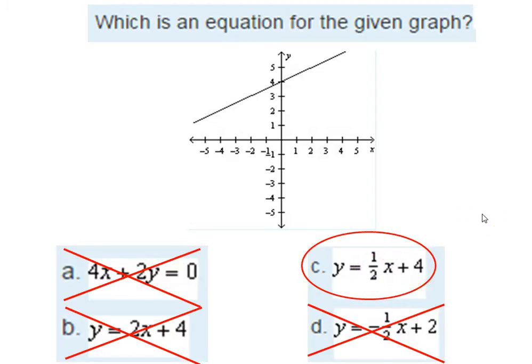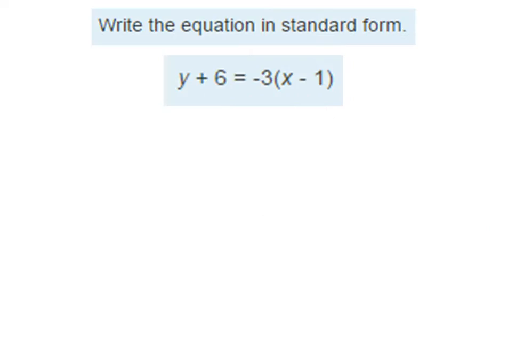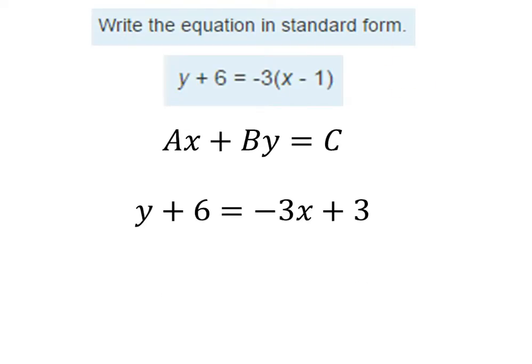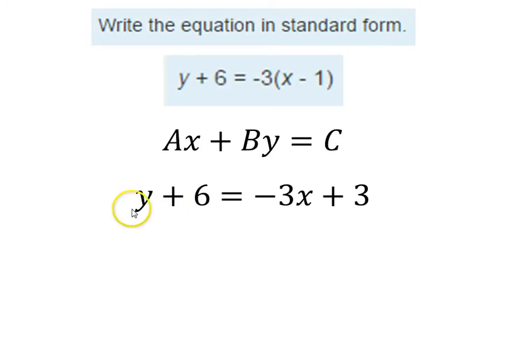Another example here real quick is write an equation in standard form. We have the equation y plus 6 equals -3 times x minus 1, and standard form is ax plus by equals c. And what I'm going to do is take our equation that we're given here and write it in standard form. This is not in standard form, this is actually in point slope form. So I'm going to do a little bit of algebra to move some things around and make this equation look like this. And the first thing I did was distribute this -3.